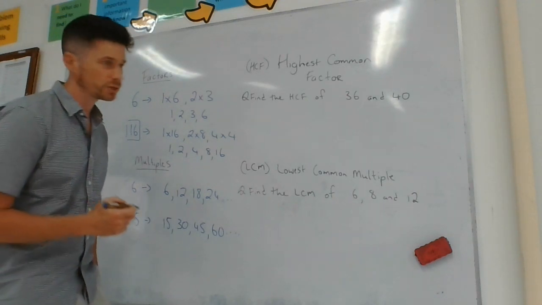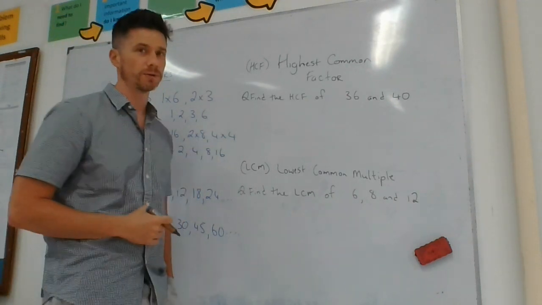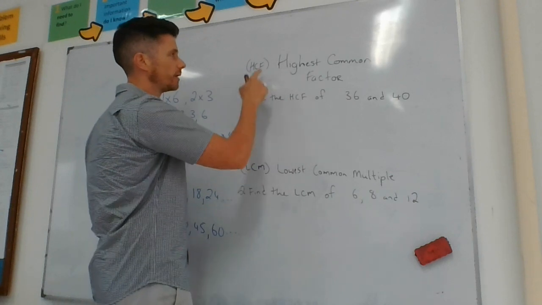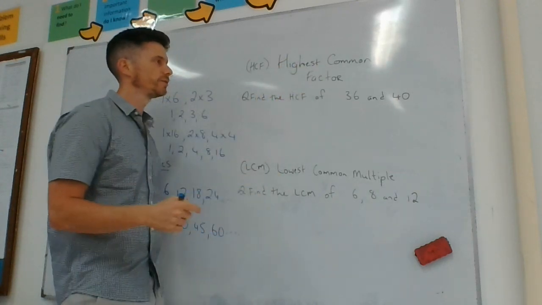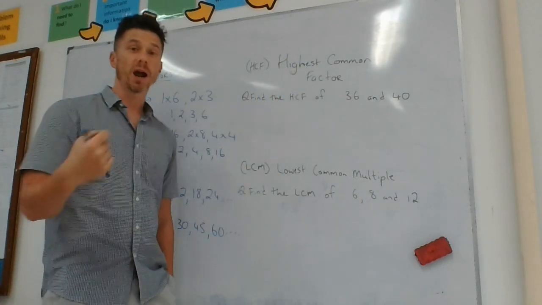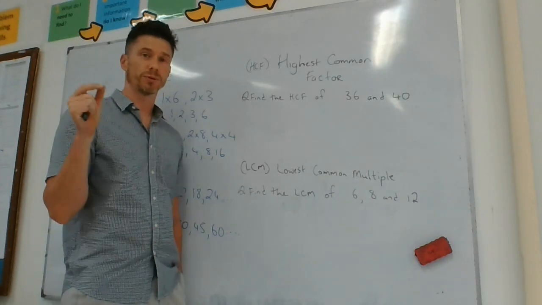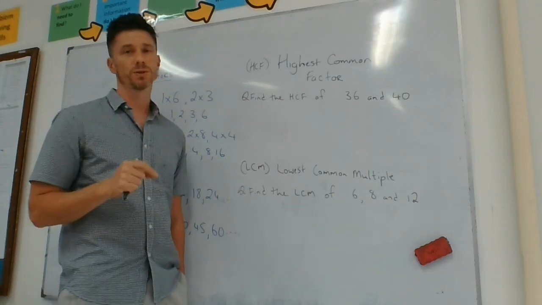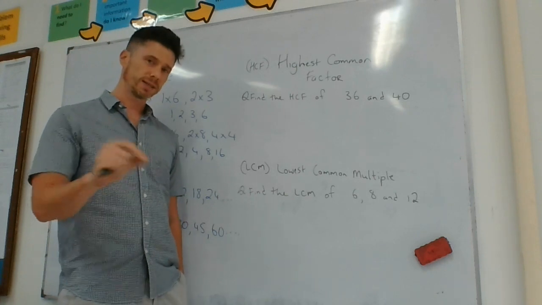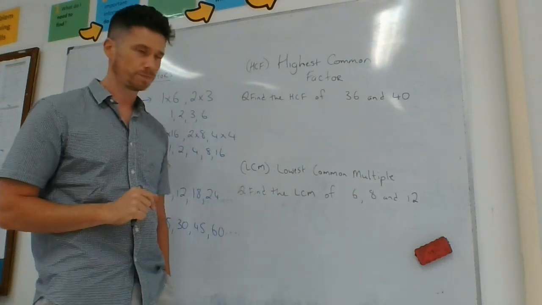So let's look at this question over here. Find the highest common factor, HCF, of 36 and 40. So that's the largest number that divides into both 36 and 40. Now there's a couple of methods to this. We're going to do the listing method in this video.